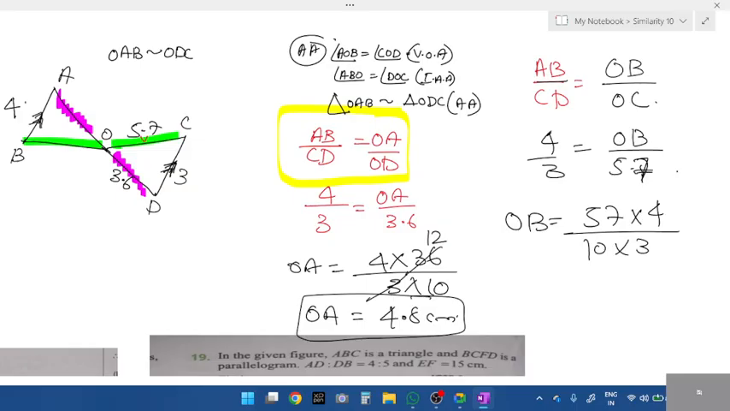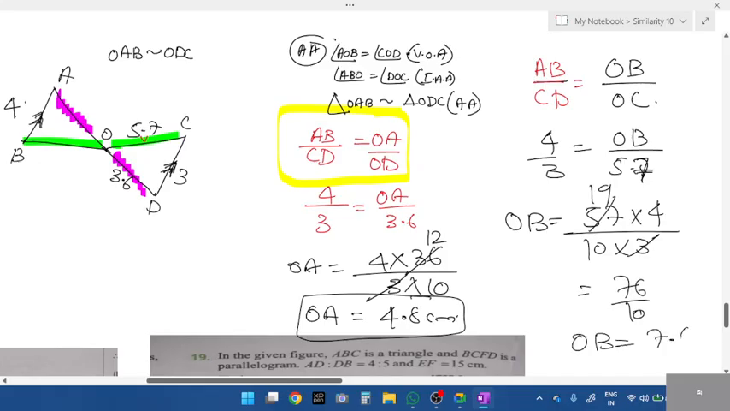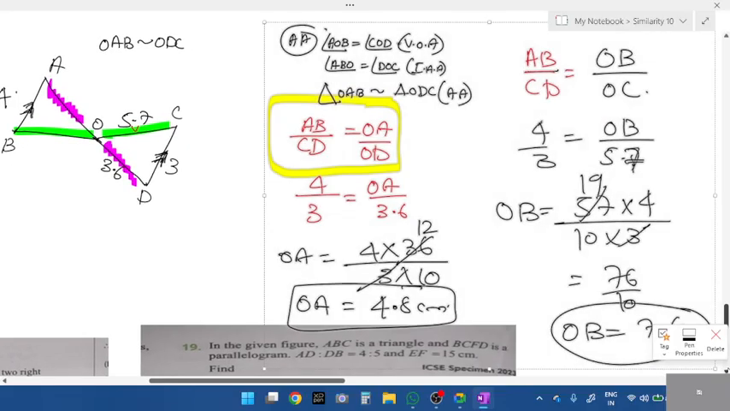How many times 3 goes in 57? 19. 19 into 4 is 76 divided by, what's the answer, student? 7.6 centimeter. This is how we'll get the question. They'll give you one proving. You have to prove it and find the answer. Is this clear? All of you understood?